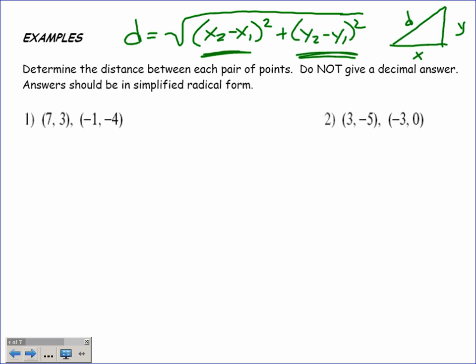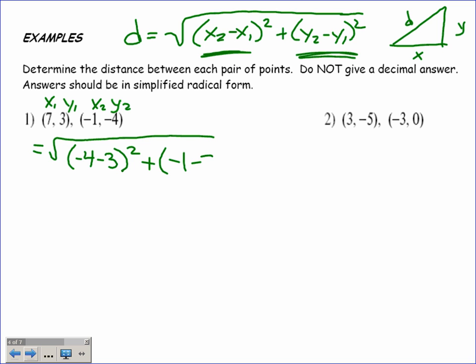Okay, so for this first one, the distance is going to equal the square root of, we just write -4 minus 3, and we square that. We can think of this as x1, y1, x2, and y2. We just take the y coordinate minus the other y coordinate. We're going to add that -1 minus 7, and we'll square that. I'll do the rest of this in my head for just a little while. -4 minus 3 is -7, so that's -7 squared. -1 minus -7 is actually -8, and I'm going to square that.